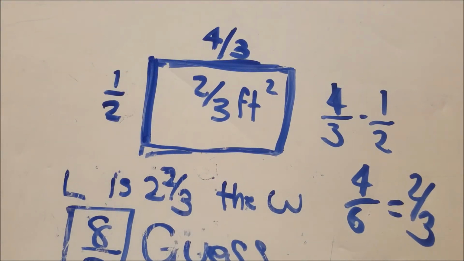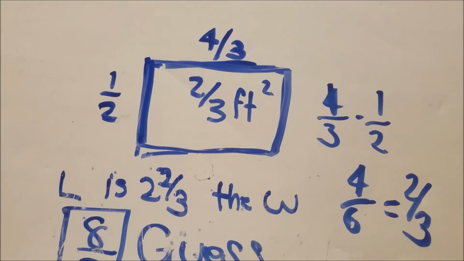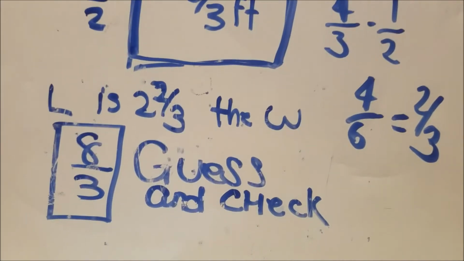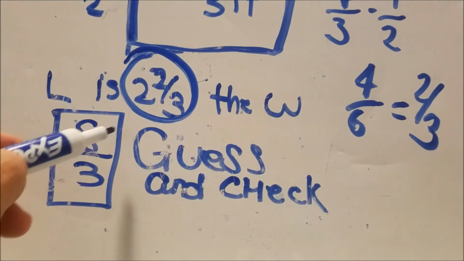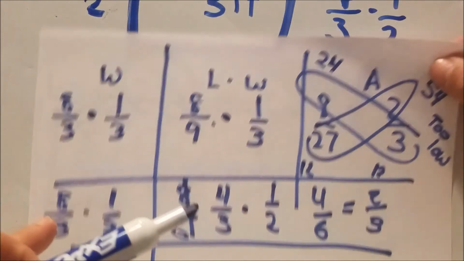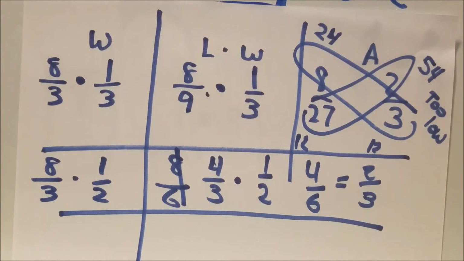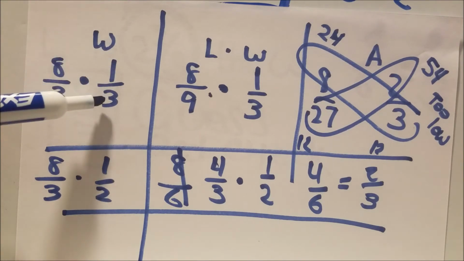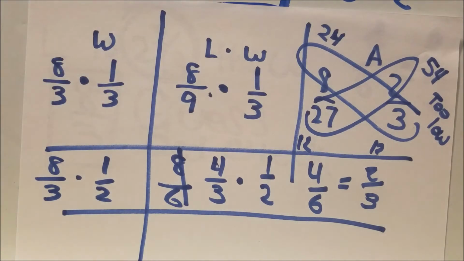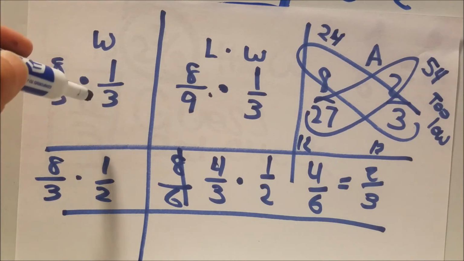So that's how we use guess and check. So rewind if you didn't understand. You take the value they give you, the condition. This is the condition, 2 2/3, which we made improper. And we're always going to use it in our chart here. We did 8/3 times whatever we thought the width would be. Again, we just guessed first. We said 1/3. We started with the third family.